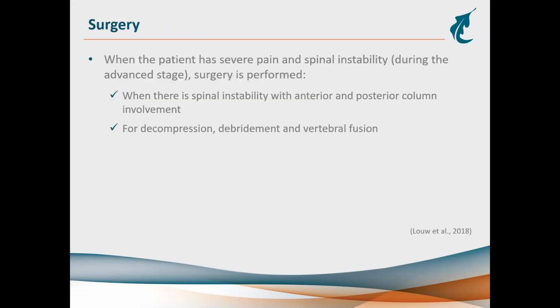And then surgery, this is the more severe advanced stage option. So when there's severe pain and spinal instability, then surgery is performed. So it's usually when the anterior and posterior column is involved and is unstable, and this is done for decompression, debridement, and they usually do a vertebral fusion.